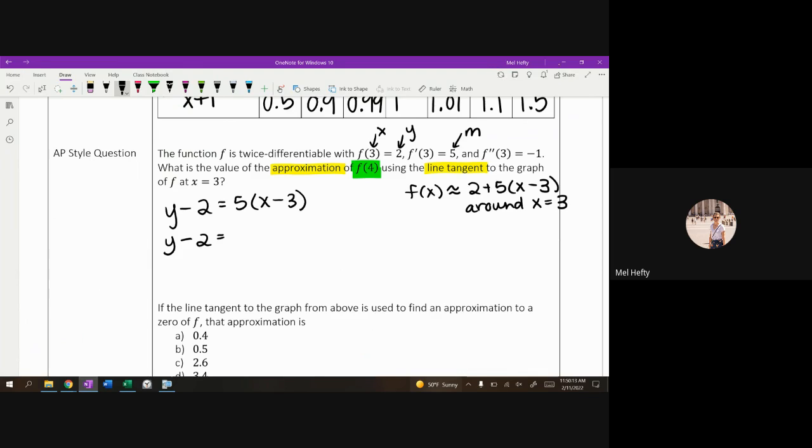All right, so y minus 2 equals 5. What do you guys think I'm going to put in for x? 4. 4 minus 3. All right, notice y is the only thing left over. Let's solve for it. So let's go ahead and I'm going to add the 2 over. That's 5 times 1. So y equals 7 is my approximation that I'm getting.